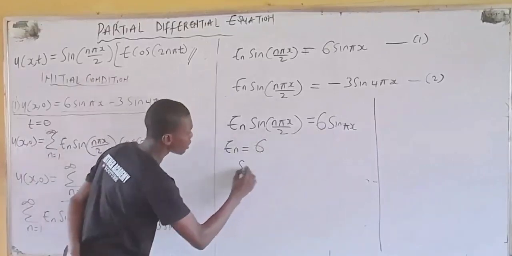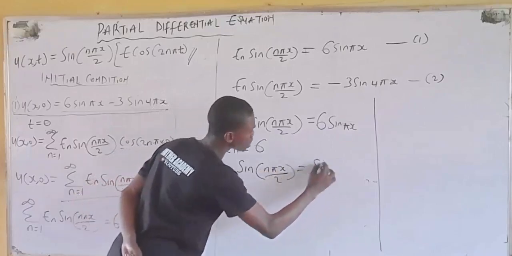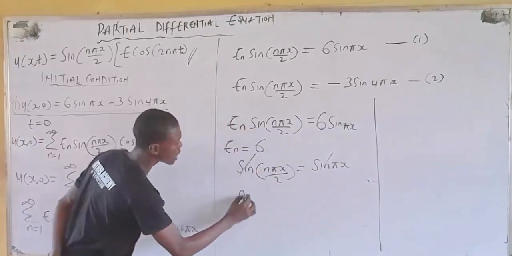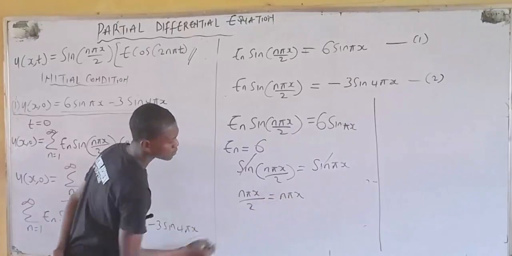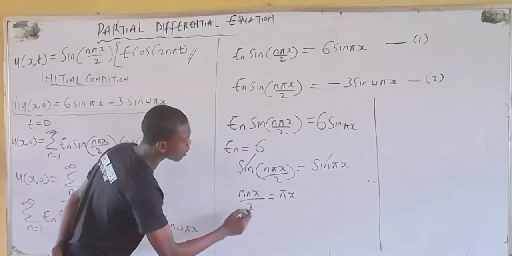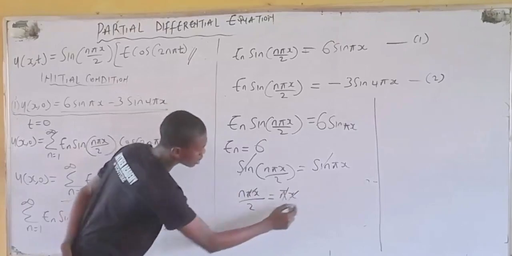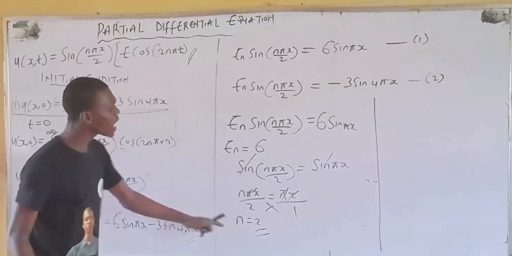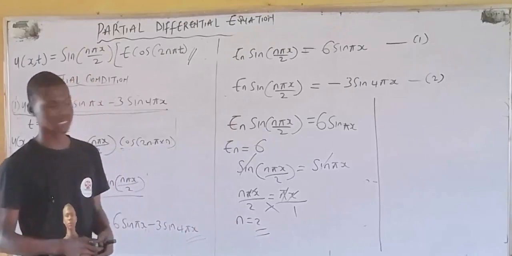So from what I have here, sine, all into brackets, n pi x over 2 is equal to what? Sine pi x. Observe that sine cancels out. I'll be left with n pi x over 2, equating that to pi x, right? In this case, this pi cancels out, x cancels out, right? By the time you cross multiply, you then have n equals 2. Meaning when n equals 2, you got En to be 6.